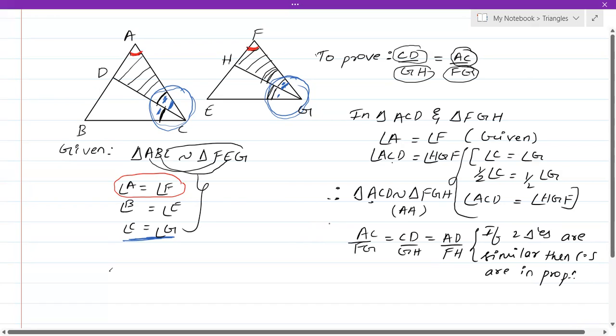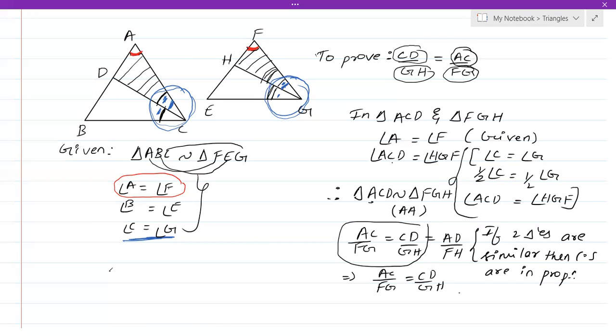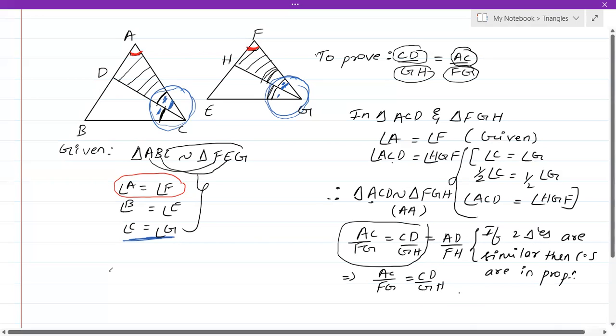Now, out of this, which are the two things that we need? We need only the first two parts, isn't it? Let's take only the first two, which implies AC by FG will be equal to CD by GH. So this is the first part. Similarly, in the second part, we have to prove the bottom triangle, which is unshaded, BCD and HGE as similar.